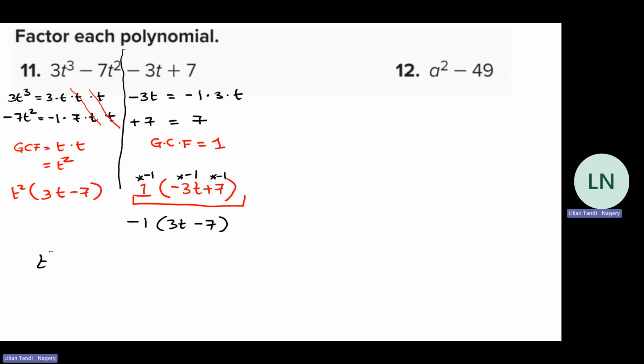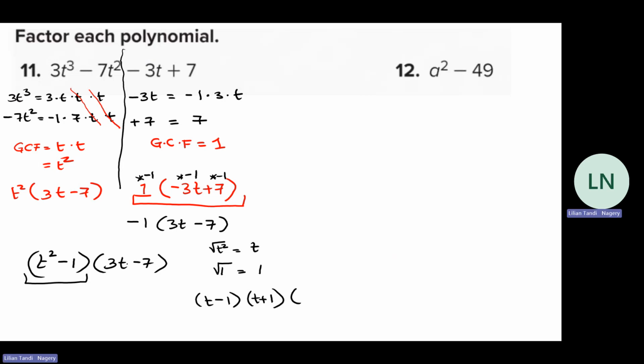Now write your answer, t squared minus 1, and then 3t minus 7. But this is a perfect square because t squared is a perfect square and 1 is also a perfect square. So you do the square root of t squared and the square root of 1, giving you t and giving you 1. So you open two brackets, t minus 1, t plus 1, and then what you didn't use, 3t minus 7. And you box your answer.